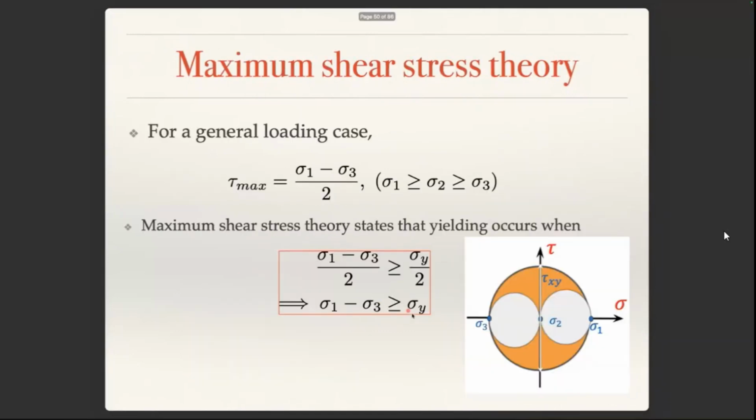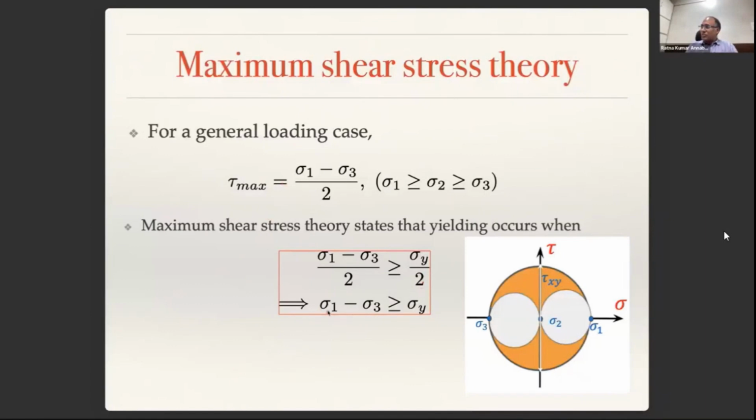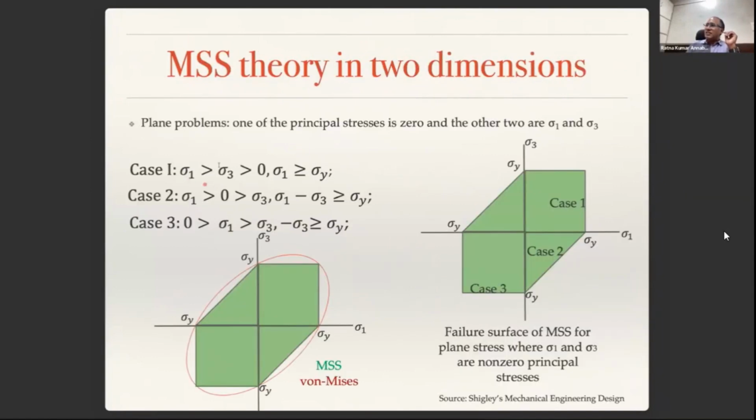Yes, sir. So now let us try to draw the failure surface. Now this is the case for a three-dimensional state of stress where sigma 1 is greater than or equal to sigma 2 is greater than or equal to sigma 3. So sigma 1 and sigma 3 are the maximum and minimum principal stresses. Now I would like to draw the failure surface in 2D, that means for the case of a plane stress problem. When we say plane stress problem, one of the stresses is 0. Either sigma 2 is 0 or sigma 3 is 0 or sigma 1 is 0. Now let us take the case of sigma 1 greater than sigma 3 and sigma 2 is 0.